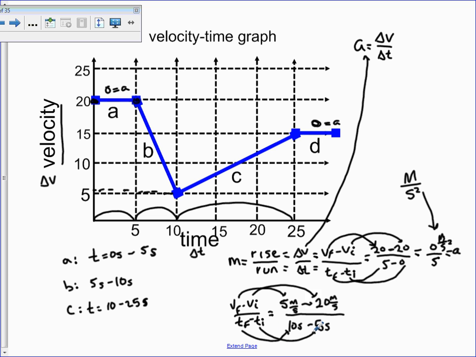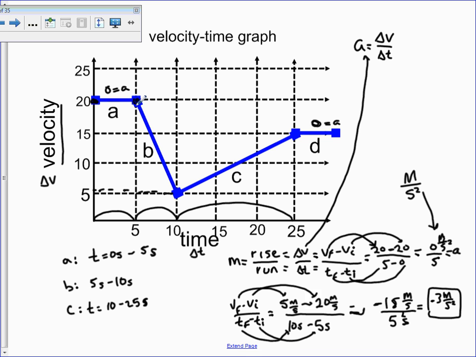So it comes over. You don't have to draw these lines. I'm just showing you so that you can see where my numbers are coming from. So 5 minus 20, put that in your calculator, just in case you're not comfortable with these numbers. It's negative 15 meters per second, and we're dividing by 10 minus 5, positive 5 seconds. So negative 15 divided by 5 is negative 3 meters per second squared. So you've got to do the rise over the run.